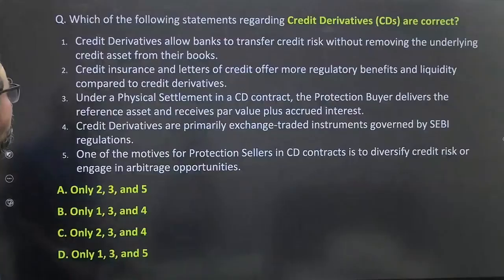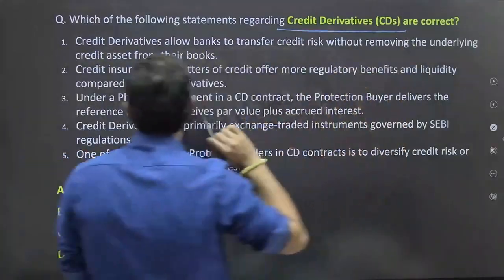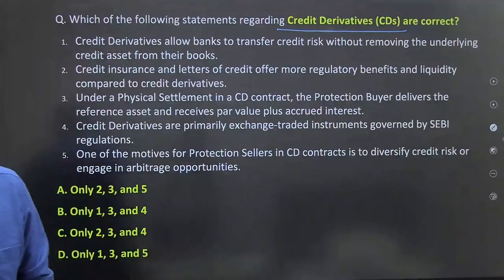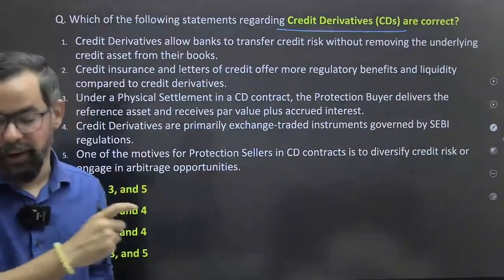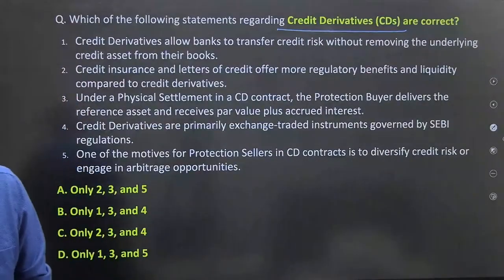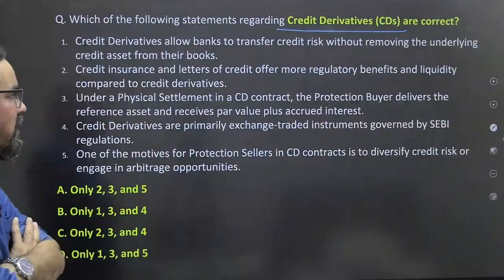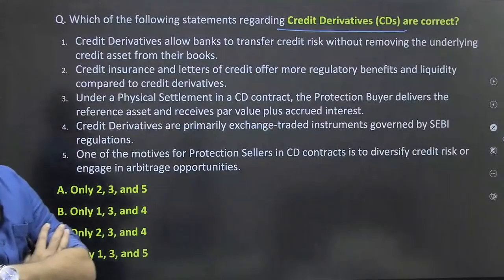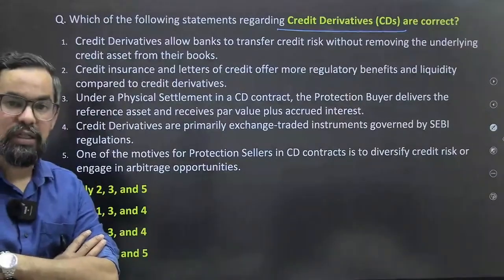Okay, let's move ahead. Credit derivatives. You have to find out the correct statement. This part is again credit derivatives, and the next one is credit default swap under this particular one. That is very important, there must be one question around that. So what will be your correct answer guys? Credit derivatives allow banks to transfer credit risk without removing the underlying credit asset from their books. Credit derivatives like swaps are where we generally transfer the risk without transferring the asset.